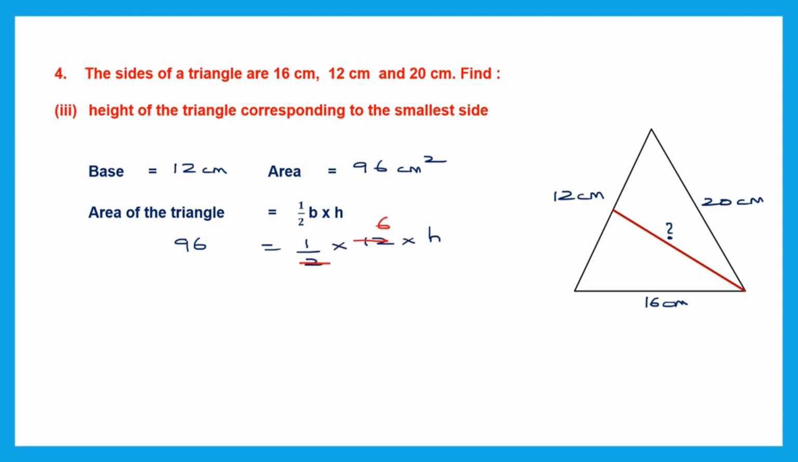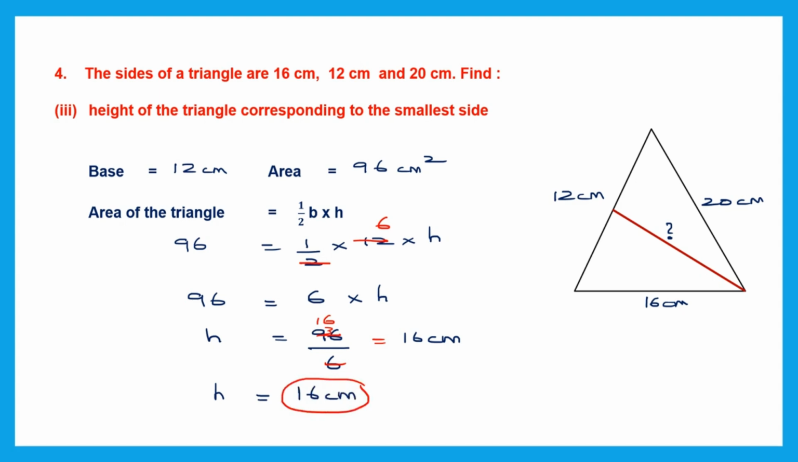2 6s are 12. So 96 is equal to 1 into 6 is 6 into height. So the height will now be equal to 96 divided by 6. And here we can divide this. 6 ones are 6 and then we have 3, 36. 6 6s are 36. So this is 16. So the height is 16 centimeters. We have found the height of the triangle corresponding to the smallest side, and that is 16 centimeters. So this is the side that we have found, the height, that is 16 centimeters.